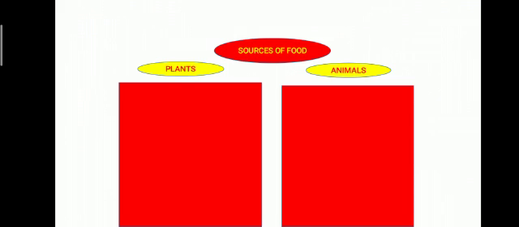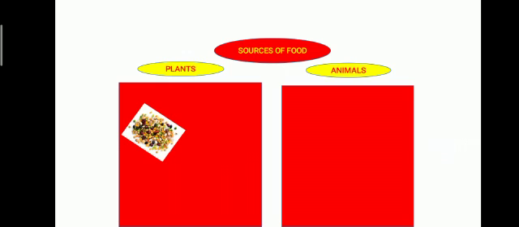As we all know, food plays a very important role in our lives. So we should know from where we get food. There are two major sources of food. First is plants and second is animals. So let's see from plants what all things we get.